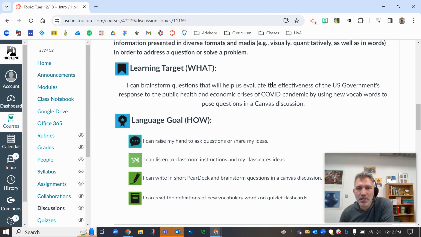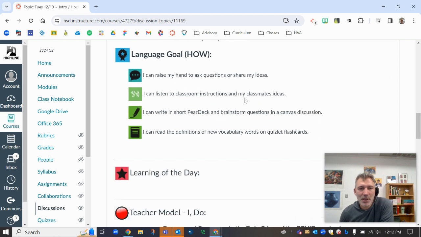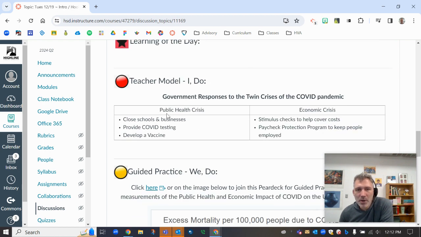And then our learning target is asking us to brainstorm questions. So using the new vocab that's below, you're going to pose questions in a Canvas discussion, brainstorming questions that will help us to evaluate the effectiveness of the U.S. government's response. Okay, so I did post two things here.